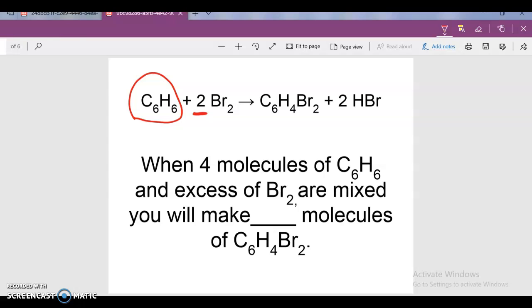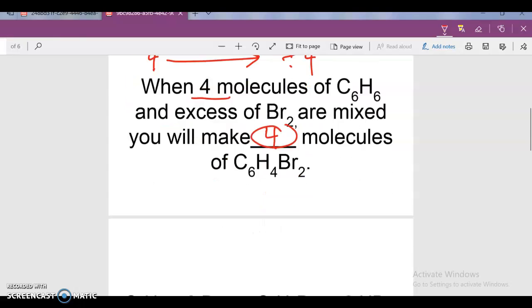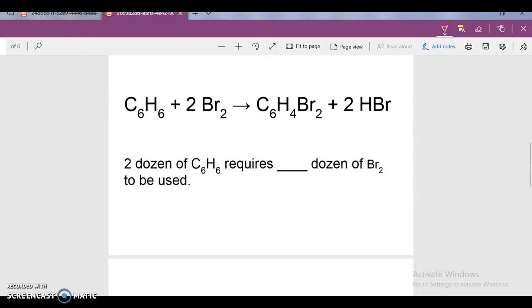So let's take a look at this bottom phrase. When 4 molecules of C6H6, that's 4 of these, and excess Br2 (that's important because then we don't have a limiting reactant situation, we'll get to that later) are mixed, how many molecules of C6H5Br will you make? Well, for every one time this reaction goes by, I'll make one of these. If the reaction goes by 4 times, I will make 4 of these. The answer is 4.